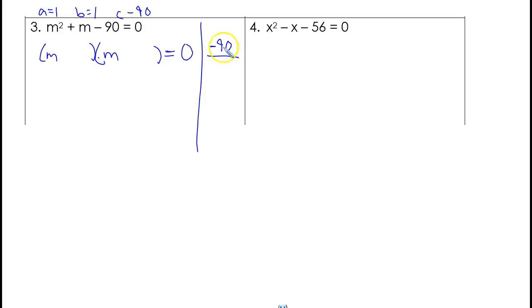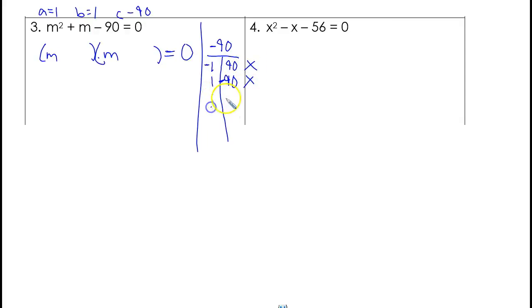We've got to have things that multiply to give us a negative. Now, if we said 1 and 90, well, that doesn't really work because 1 times 90 is positive and we need a negative. So either the 1 would have to be negative or the 90 would have to be negative. So when you have a negative number at the end, you have to have opposite signs when you're factoring. Well, these do not come anywhere close to adding to 1, right? Negative 1 plus 90 is 89, and this would be negative 89, so those don't work.